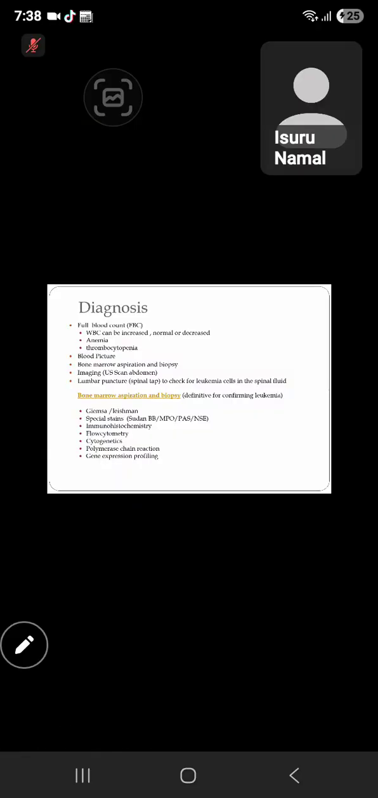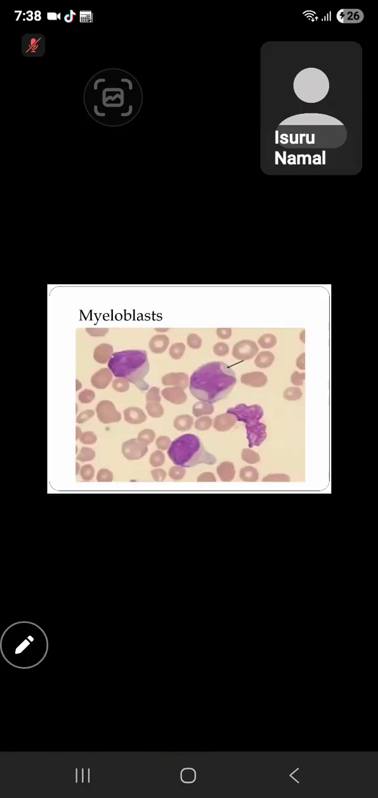In cytogenetics, we have to do some special investigations for diagnosing acute myeloid leukemia, mainly BCR-ABL as one example, and another one PML-RARA. Then translocation panels; a lot of cytogenetic testing and investigations are used nowadays in treatment and for diagnosing purposes. Then PCR, polymerase chain reaction, and gene expression profiling. These are the main diagnosis profile for acute myeloid leukemia.